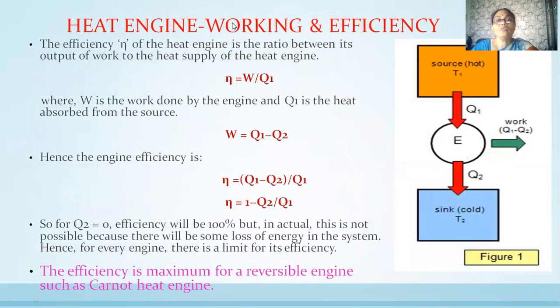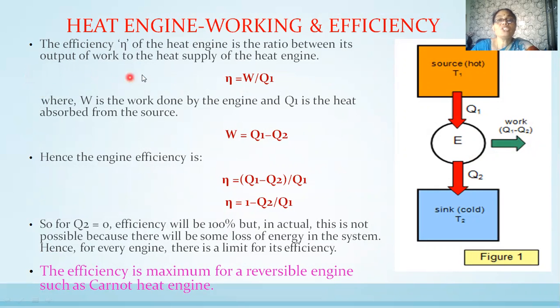Now let's see the working of heat engine and the efficiency of the heat engine. So here is source, working substance, and the sink. This working substance absorbs the quantity of heat Q1 from the source, does a work W, and rejects a quantity of heat Q2 to the sink. So Q1 is being absorbed by the working substance. It is doing a work W, and Q2 is the quantity of heat which is rejected to the sink. So the work can be written as W = Q1 - Q2.